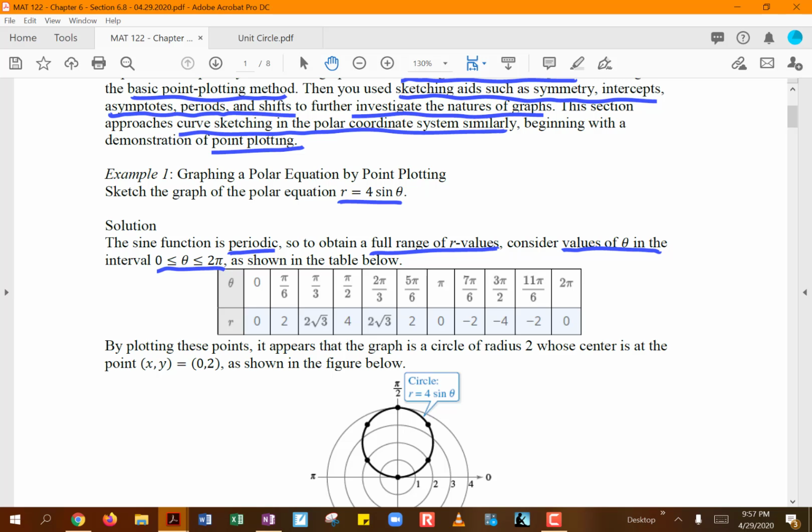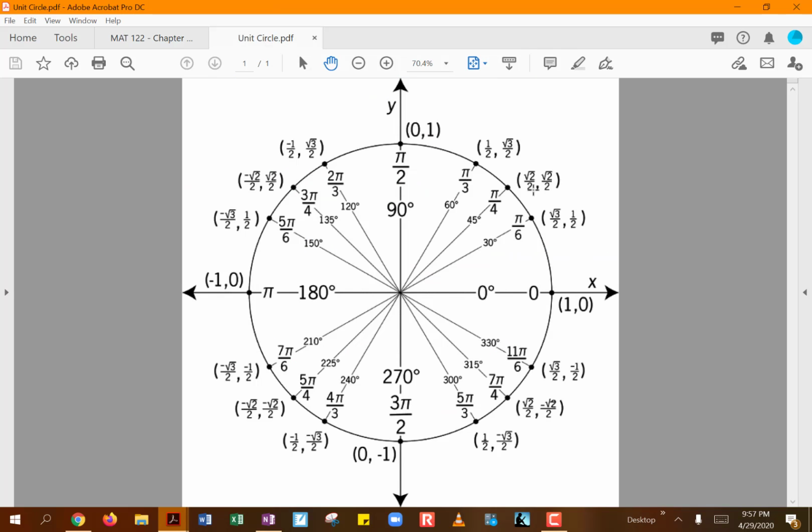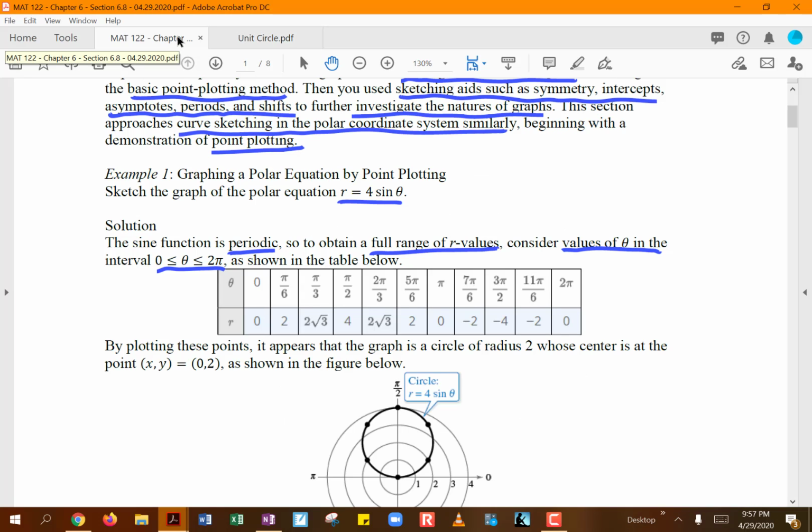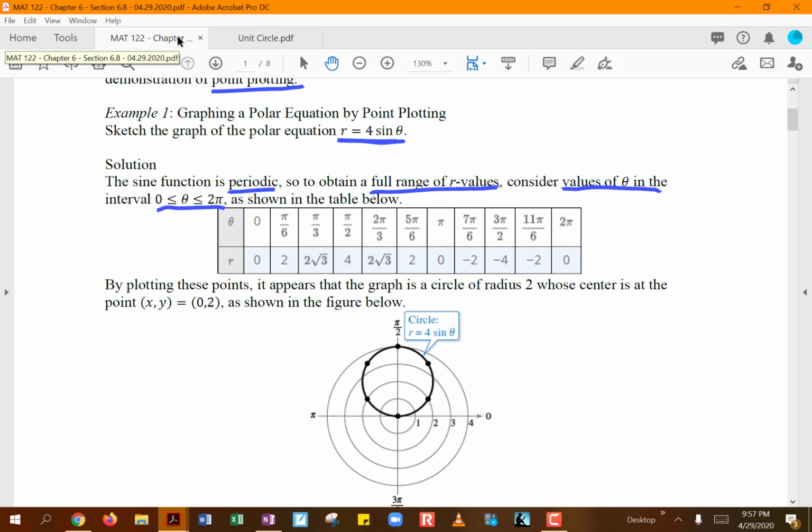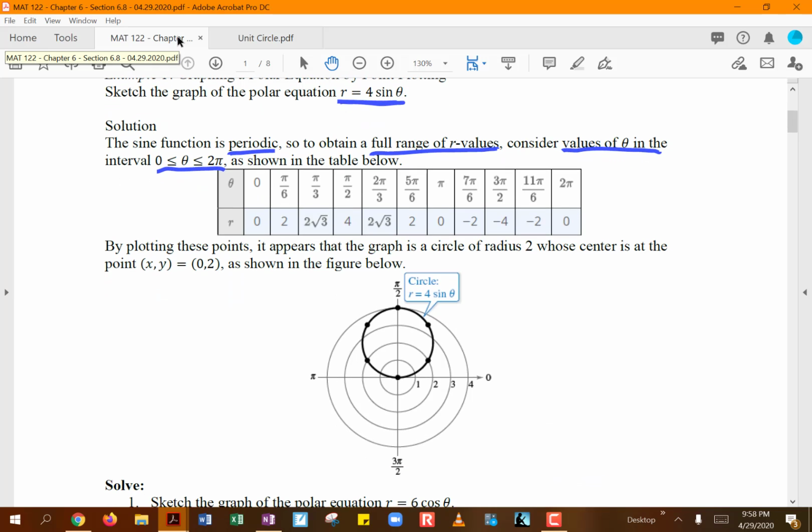So if you just look at all of these theta angles that we have over here, those are the angles that you would find in your unit circle. So we're just using all of those angle values here, going from 0 all the way to 2 pi, and then finding our r value by substituting for theta in our given equation. And once you have your table completed, you have all these points that you need, and you can start plotting these points on your polar coordinate system, right?